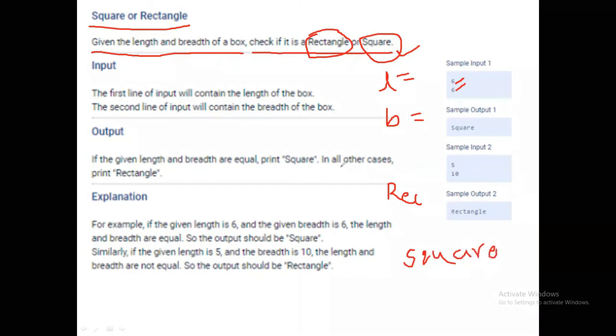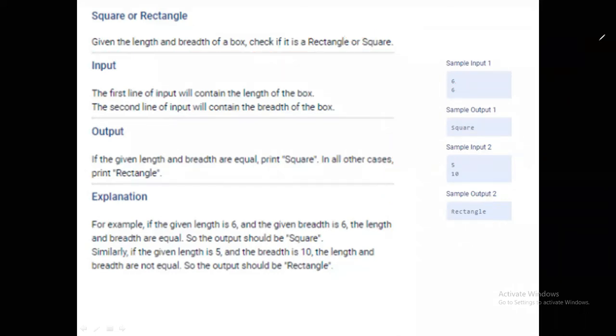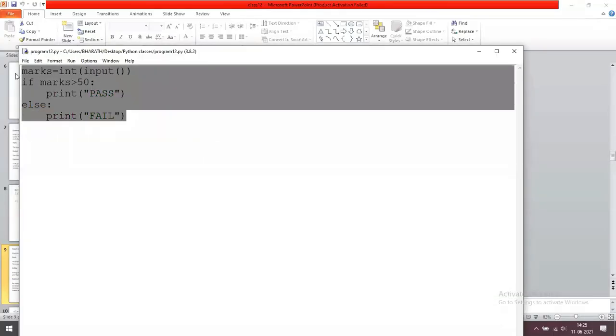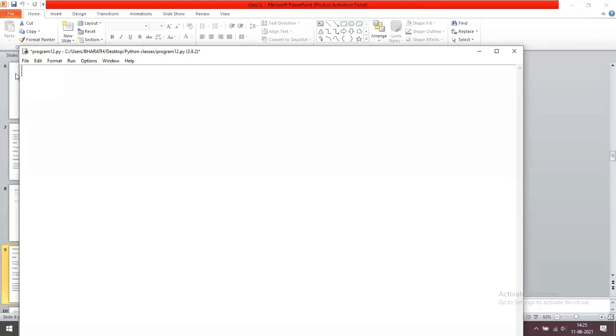Okay. We can write this problem in two ways. If L not equals B, that is a rectangle, else it is a square. Or you can write if L equals B, you print square here, else rectangle. Okay, so let us execute this program. Let us write the program first. You are going to read L. So L equals int of input.